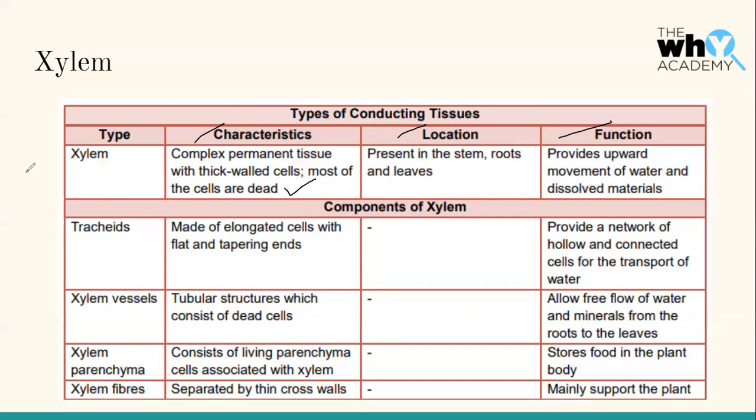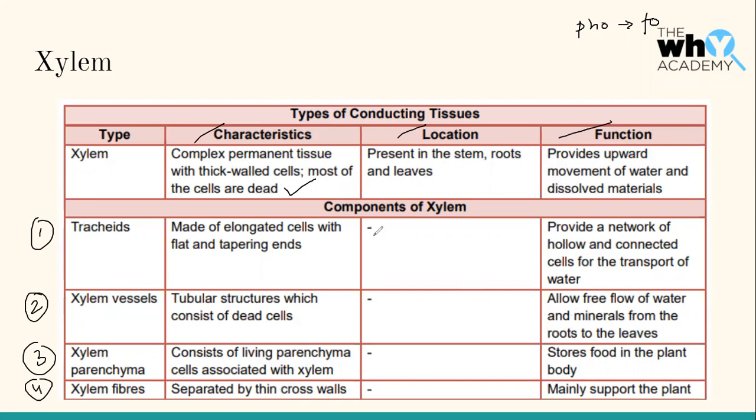Phloem is involved in food. You can remember the sounds, right? PH also sounds something similar to FO, right? So phloem food, and xylem for water. Okay. So xylem has four main components. The first one being tracheids, second one being xylem vessels, third one being xylem parenchyma, and fourth one being xylem fibers. Yes. So this much information which is given in the table is sufficient.